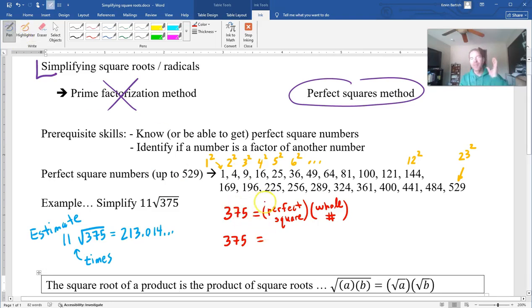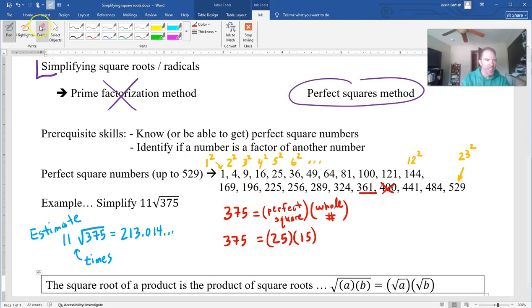All right, so again, if we're using the perfect squares method, we want to find 375 written down as a perfect square number times a whole number. And we've said, going through our list, we don't have to start with anything bigger. So I would start with 361 and work my way down until I find one of these square numbers that gives me a whole number when I divide. Turns out that it's 25. I'm skipping showing you all that work, but turns out that 25 is the biggest perfect square that's a factor of 375.